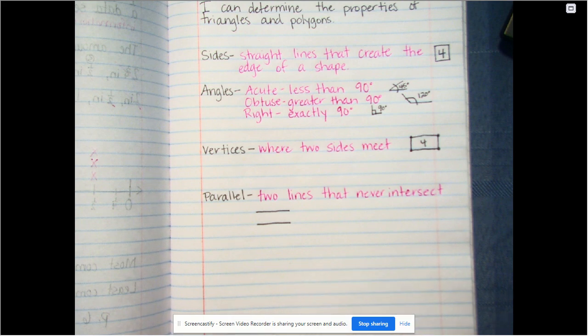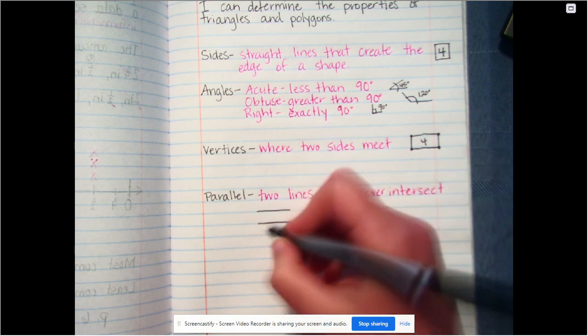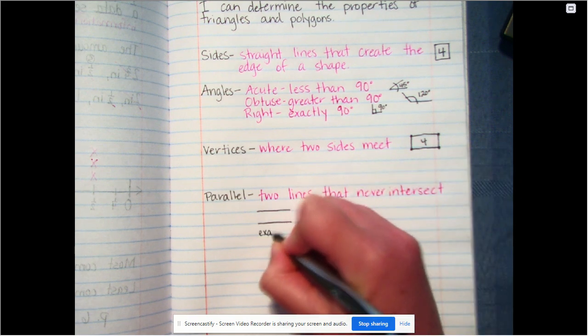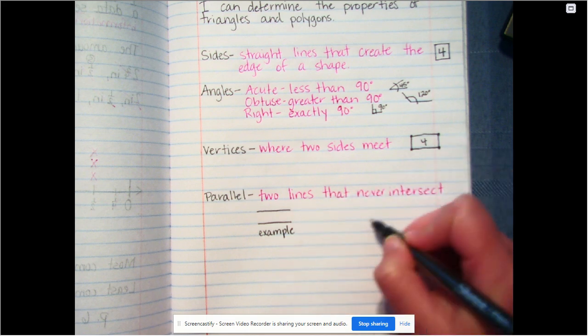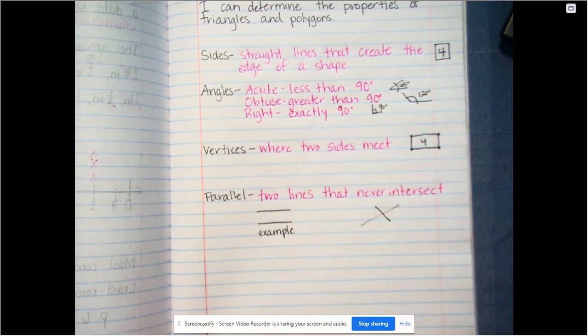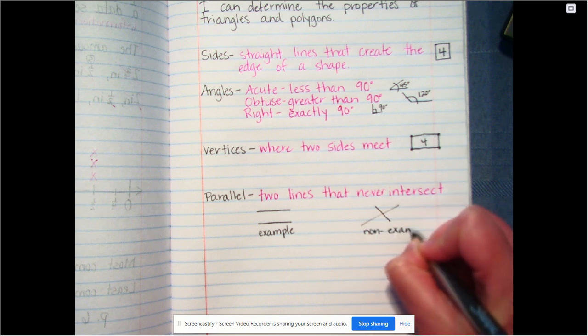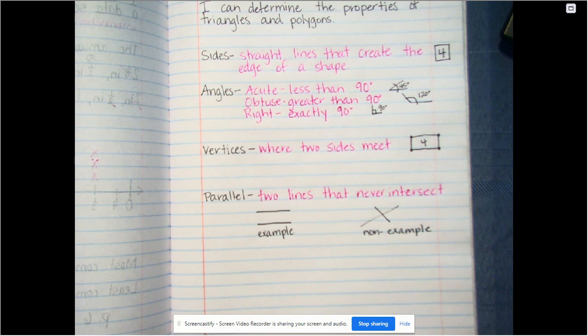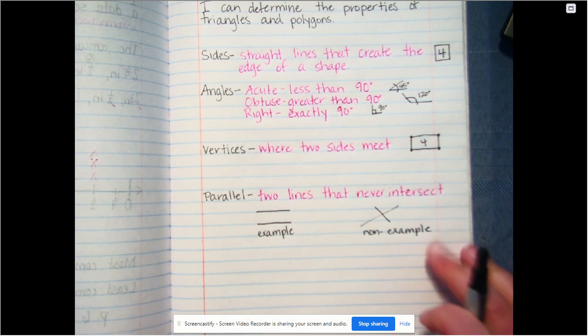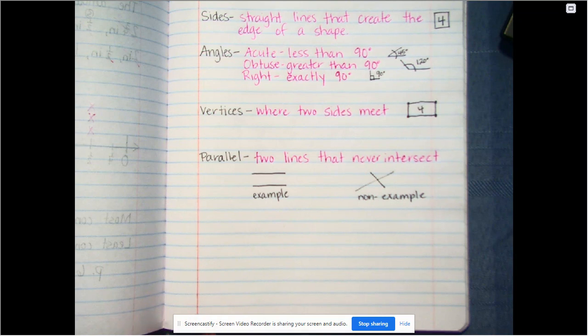A non-parallel line would be like these two. This is a non-example. So those would be intersecting lines. They cross. So today, what you're going to be asked to do is look at certain shapes and you're going to determine the attributes. How many sides do they have? What kind of angles do they have? How many vertices do they have? Do they have any pairs of parallel lines?